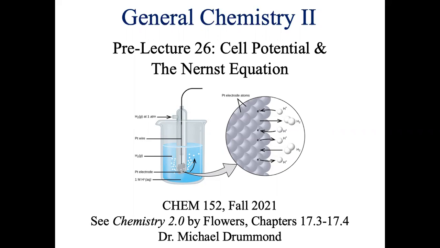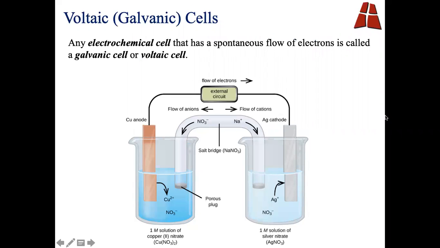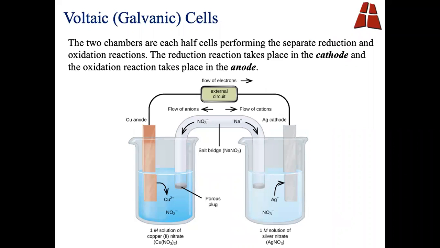We're going to be talking about cell potentials, electrochemical cell potentials, and the Nernst equation in this pre-lecture. So what we've covered so far in electrochemistry has been talking about voltaic cells, which are also called galvanic cells, and how they generate electrochemical potential. A reminder that we have a redox reaction taking place, separated by an external circuit that can perform work, as well as a salt bridge that helps balance our charge as the redox reaction occurs.